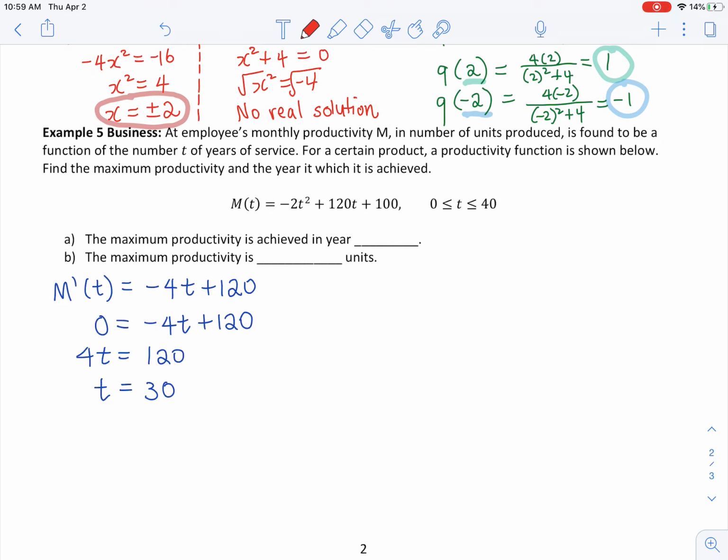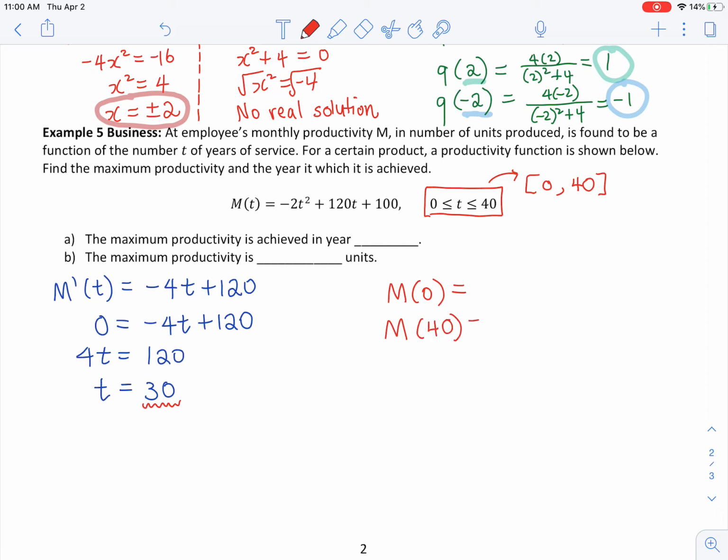So one critical value to test, but what I must do is to check if this critical value is in the interval given. They gave you inequalities notation, but it's the same thing as 0 to 40. So 30 is in that interval they gave us.